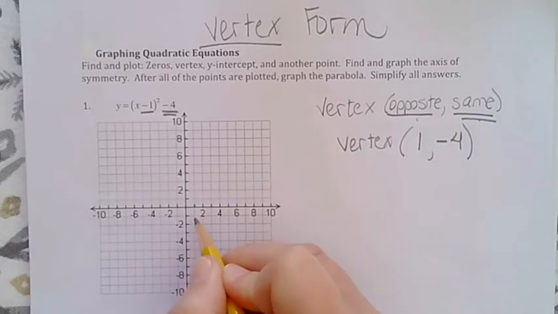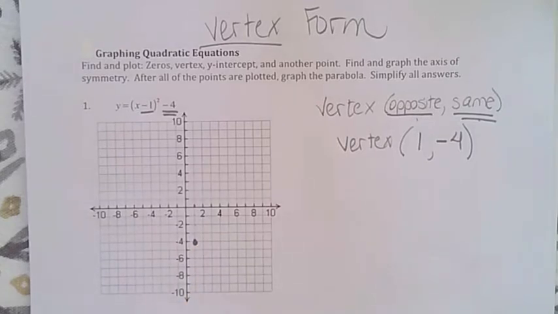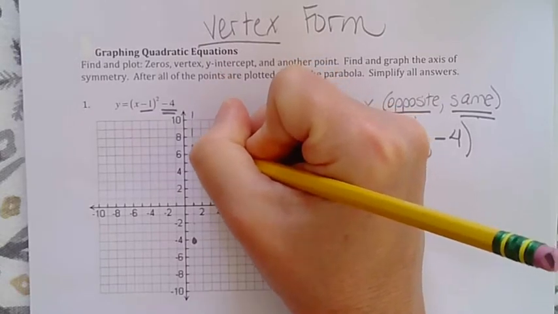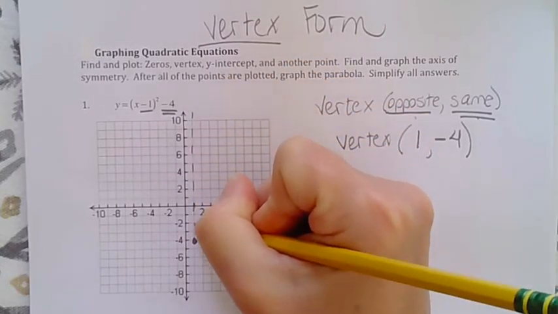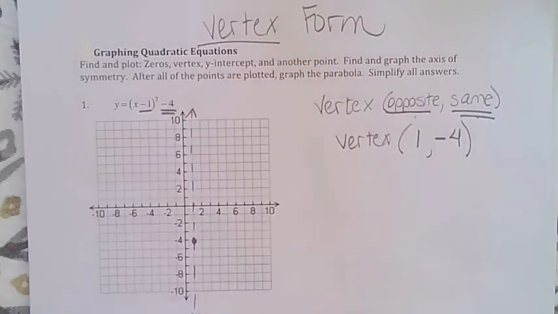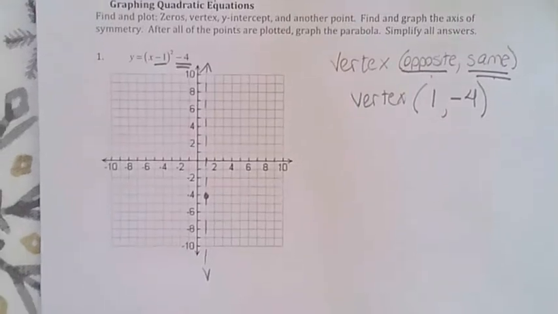Over 1, down 2, 3, 4. There's your vertex. Remember, your vertex lives on the axis of symmetry. So I know this right here is my axis of symmetry. However my parabola goes, it is symmetric about this line.